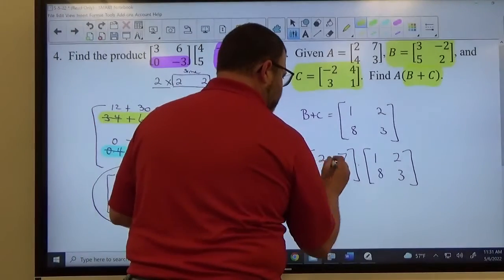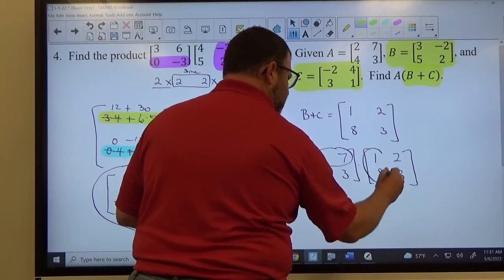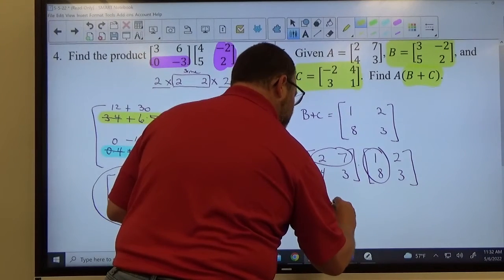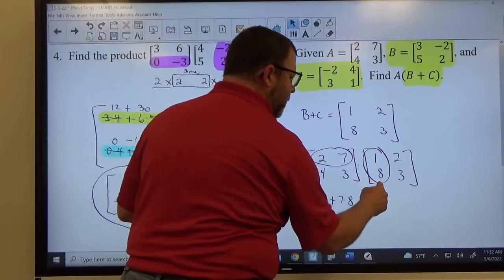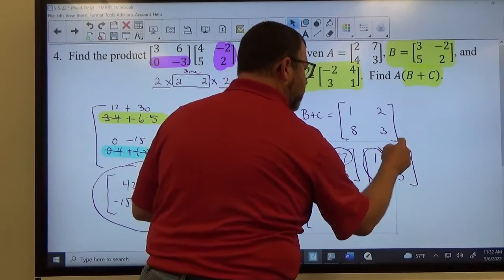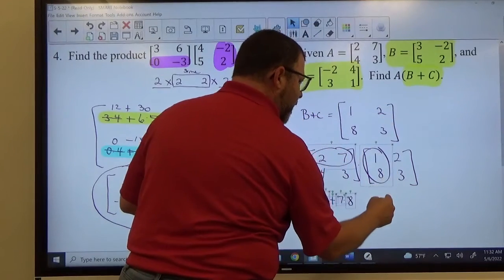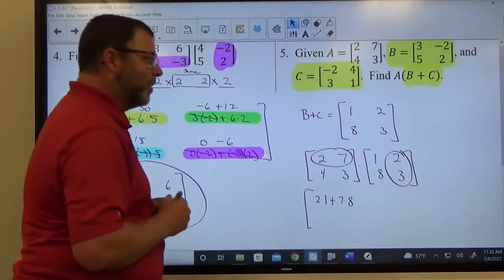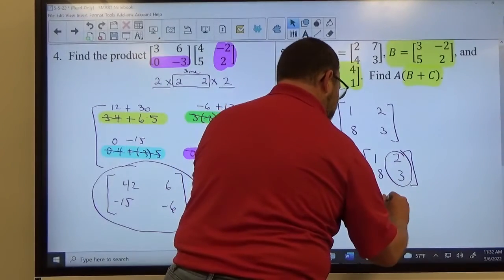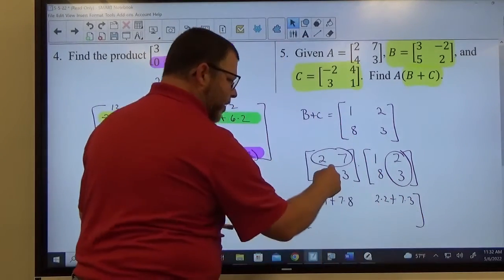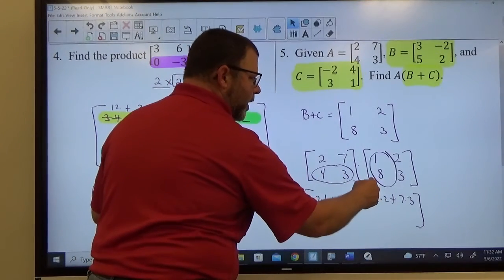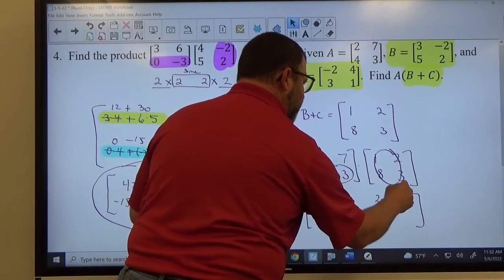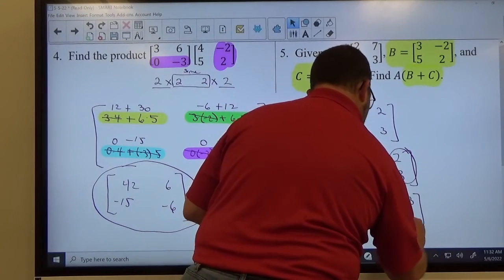So it's going to be 2, 7 times 1, 8. That's going to be 2 times 1 plus 7 times 8. Then it's going to be 2, 7 times 2, 3. So 2 times 2 is 4, plus 7 times 3, 21. Then it's going to be 4, 3, and 1, 8. So 4 times 1 plus 3 times 8, and then it's 4, 3, and 2, 3. So it's 4 times 2 plus 3 times 3.